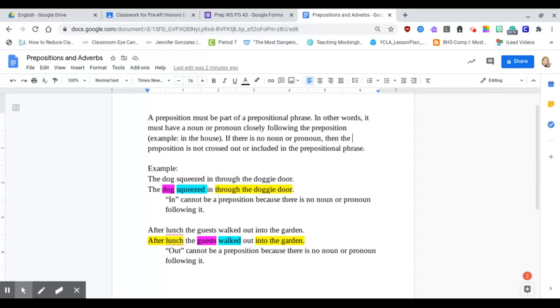So, here are some examples. The dog squeezed in through the doggy door. Through the doggy door is your prepositional phrase. The action is squeezed and the subject is dog.